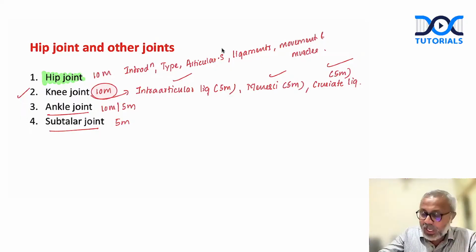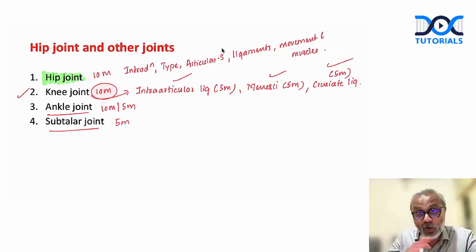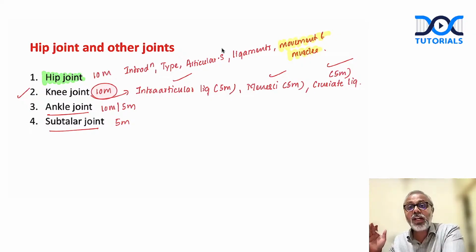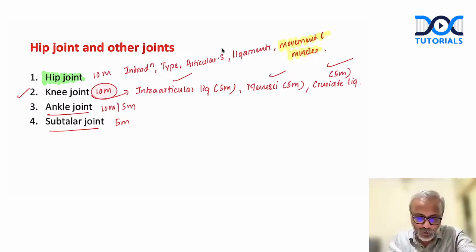In the entire answer that you write for any joint, this carries the most number of marks. No matter which university, no matter which examiner sets the paper, maximum marks will always be allotted to what are the movements occurring at a joint and what muscles bring about these movements. Done. This is what we need to be prepared for, right?